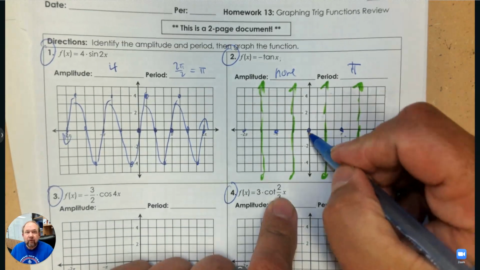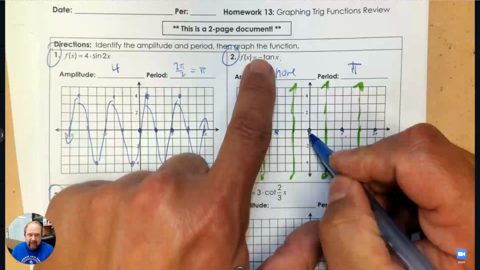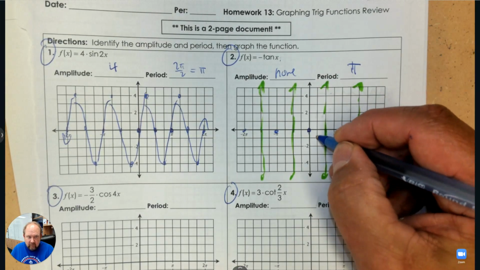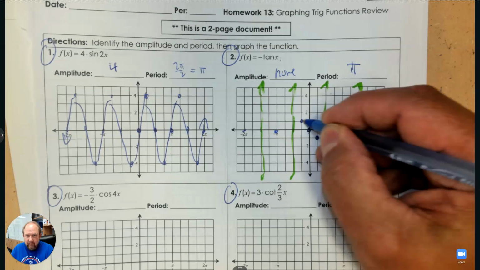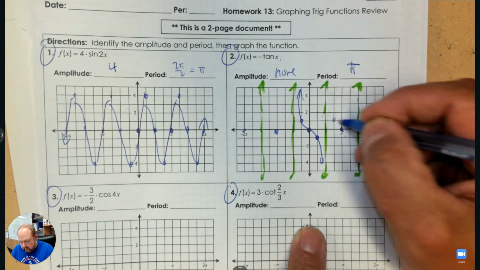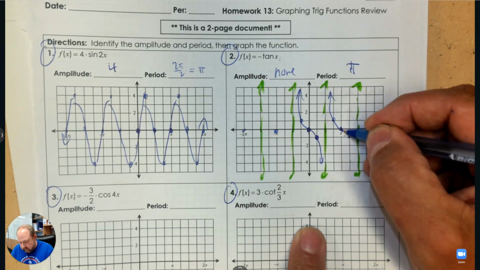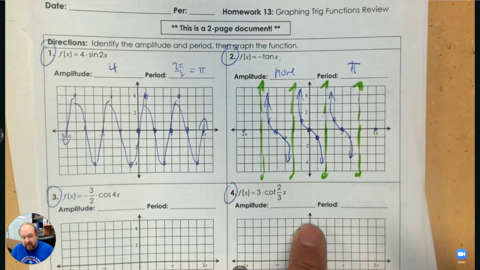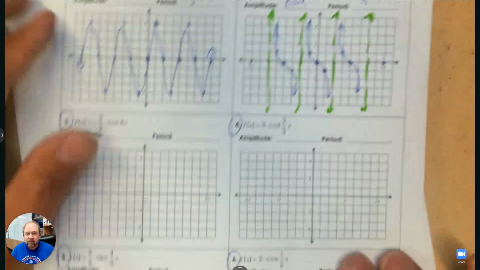Then go back to the first one in the middle. Negative means we're going to go to the right and down 1, and then up to the left 1. So this is what the picture is going to look like, because the negative does a reflection. So it changes the direction that it goes. That's plenty to do, and you have it.